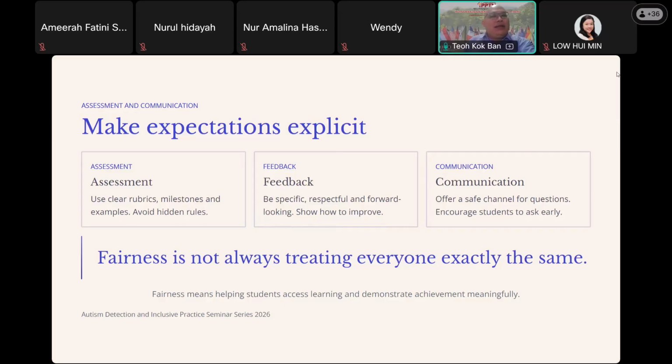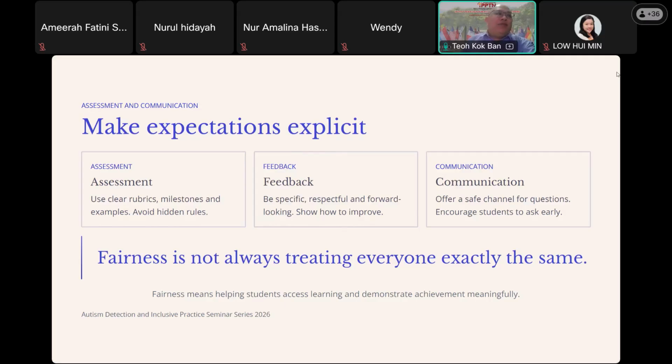I would like to say nowadays the world is different, especially the learning environment. So I would describe fairness in this way based on my experience. Fairness means helping students assess learning equally, okay? Assess learning and demonstrate achievement meaningfully.